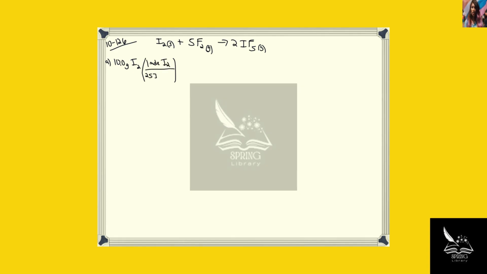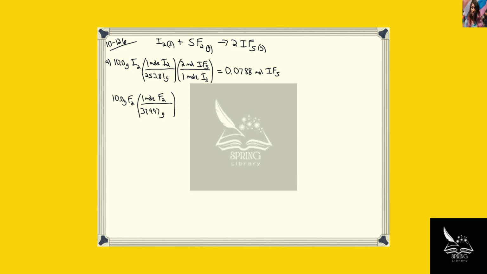If we have 10 grams of iodine, we can calculate the moles of iodine by dividing by the molar mass of iodine. Then we can go from moles of iodine to moles of the product, recognizing the stoichiometry of the balanced chemical reaction, 1 to 2. When we have moles of iodine, this will then give us the moles of the iodine pentafluoride that can be created from the 10 grams of iodine.